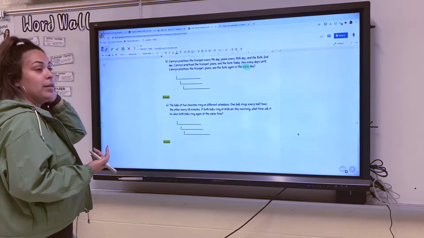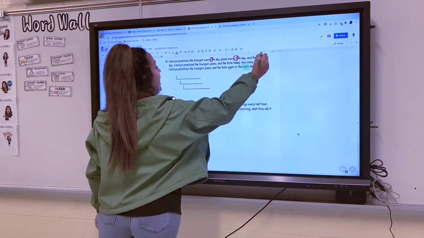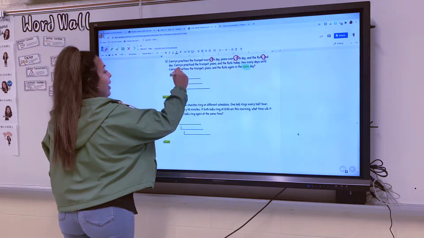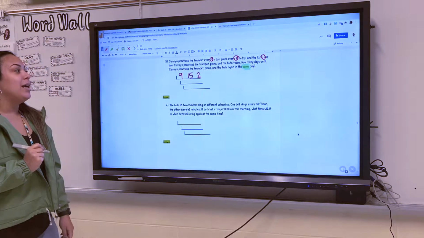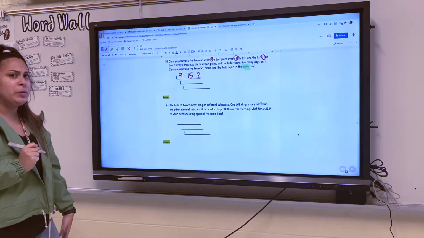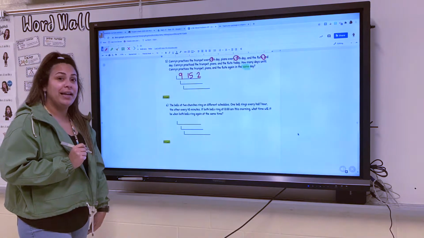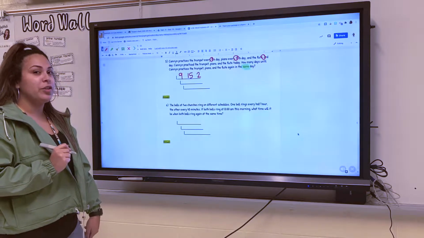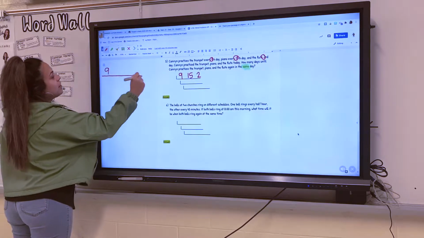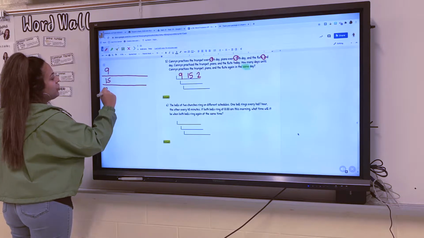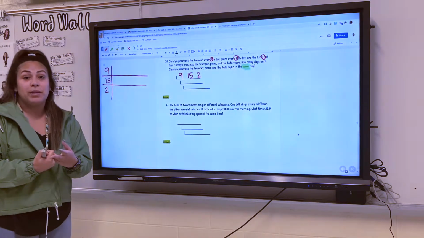Now, this one's a little bit more challenging, because we're finding the least common multiple of 9, 15, and 2. So I'm going to write 9, 15, and 2. Looking at this, you may be confused because we don't know what factors they have in common. We're going to figure it out together. If you're generally confused, we'll do a factor table. I'm going to list all of the factors of 9, 15, and 2 to see if they do have something in common.